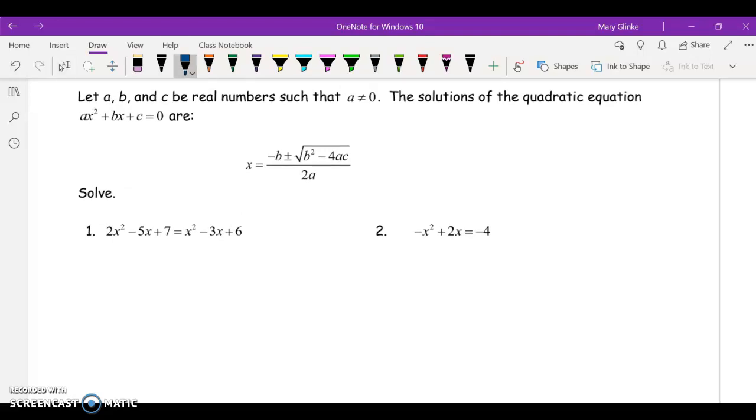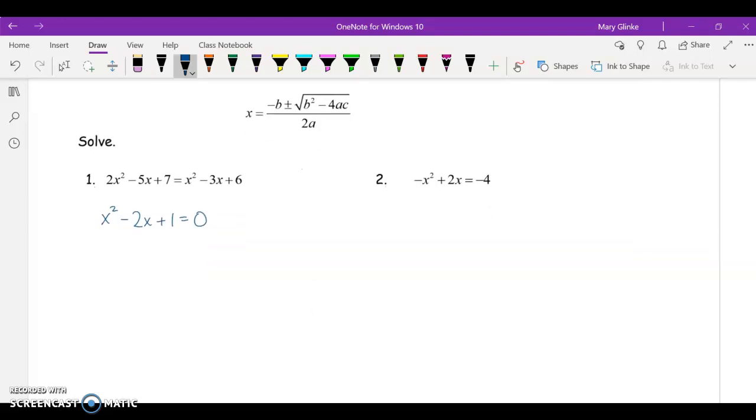So looking at example 1, I have to move the x squared to the other side, the negative 3x over, and the 6 over as well. Now there are many ways of solving this, but we are focusing on the quadratic formula method for this one. So we're going to do x equals negative b plus or minus the square root of b squared, and I'm just going to go ahead and square that right away. Negative 2 squared is 4 minus 4ac all over 2a.